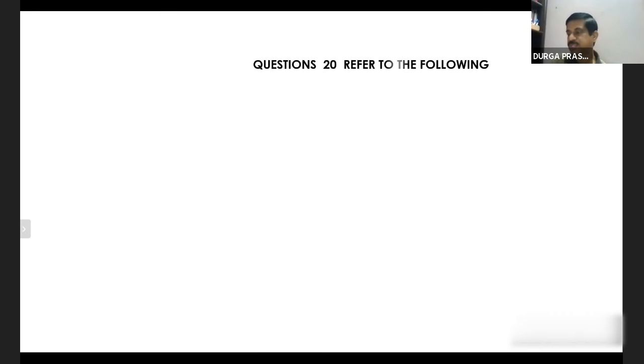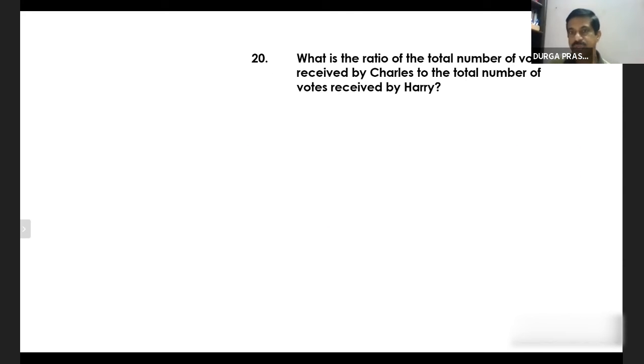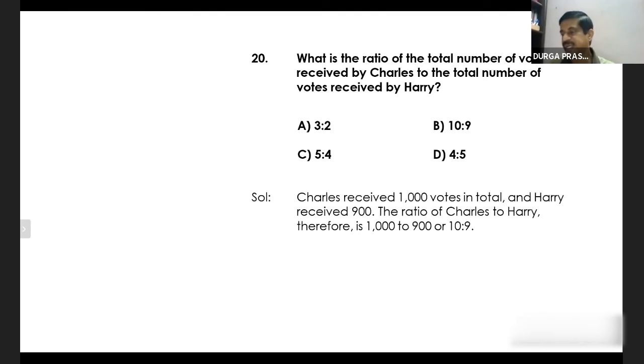Okay, let's go to the next question. Same data. So let's go to the question. What is the ratio of total number of votes received by Charles to the total number of votes received by Harry? So this is very simple. Take the total votes received by Charles and the total votes received by Harry. So the ratio of them is 1000 is to 900, that is 10 is to 9. Okay. Please note it fast, quick.